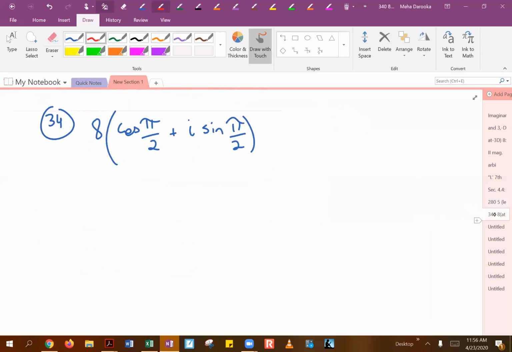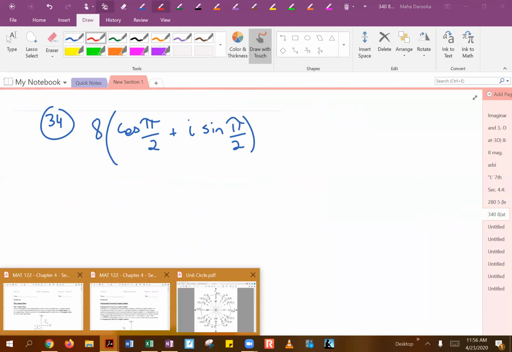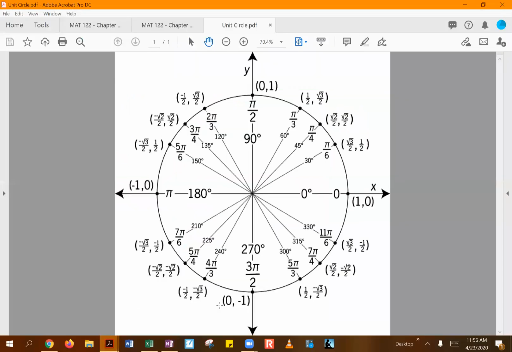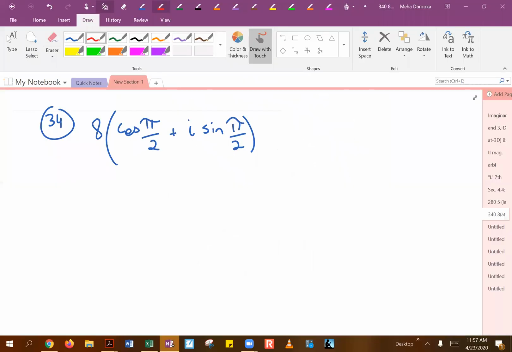Alrighty. Okay, so what's happening with this one here? And again, if you need your unit circle, you can take a look at that. So what do you think this guy will become in standard form? What were the points again for it? 8 cosine of pi halves plus i sine of pi halves.